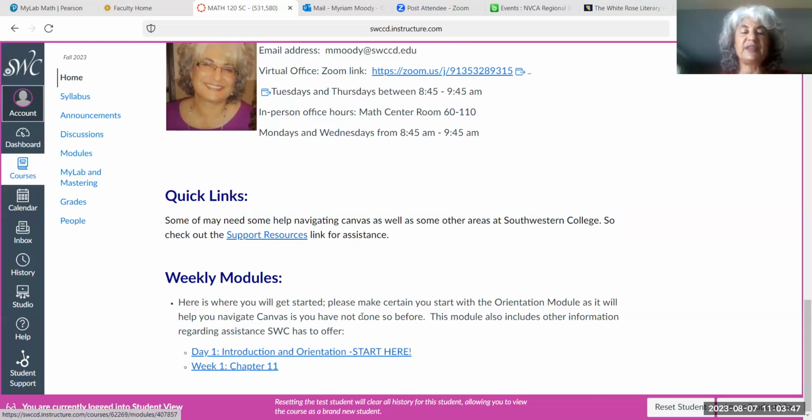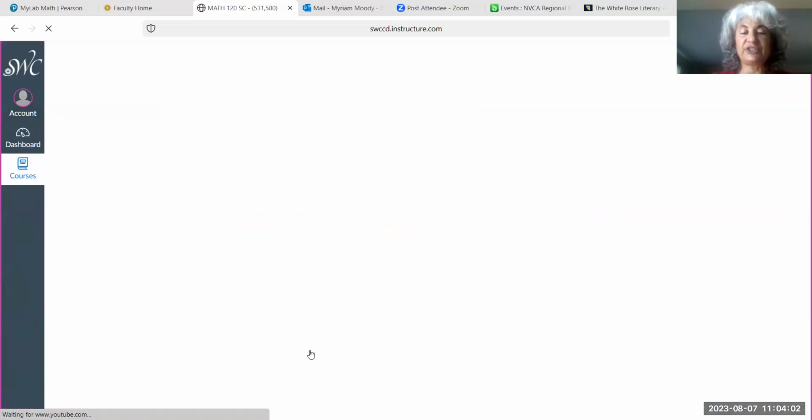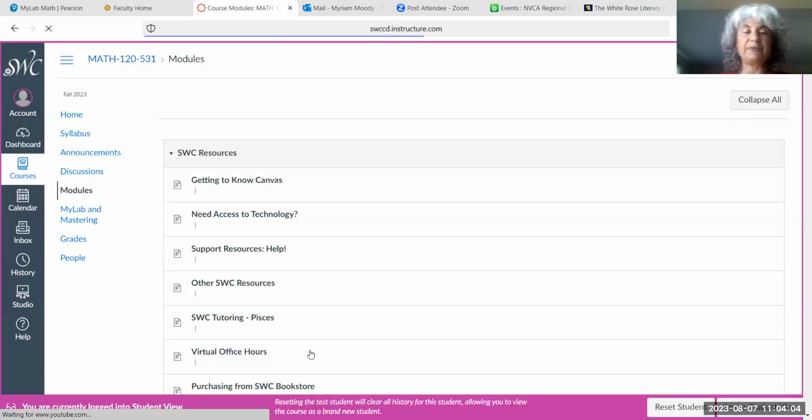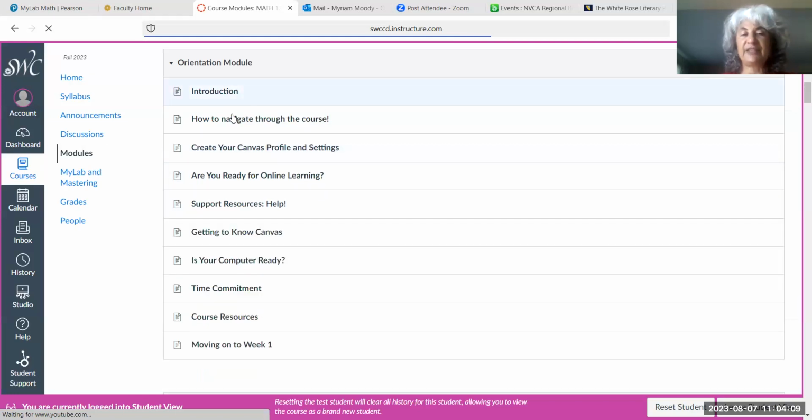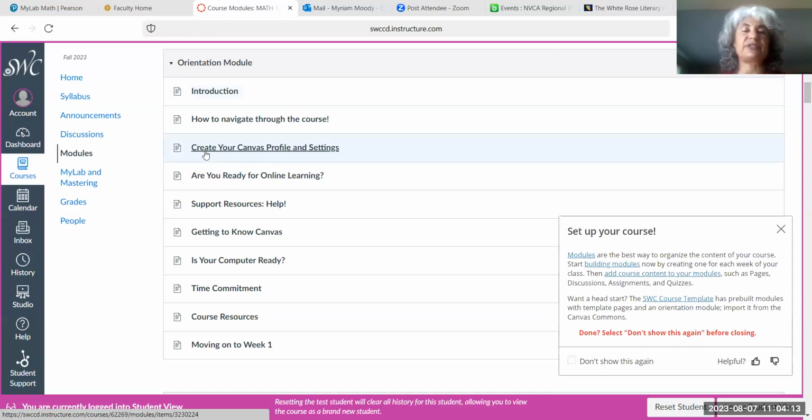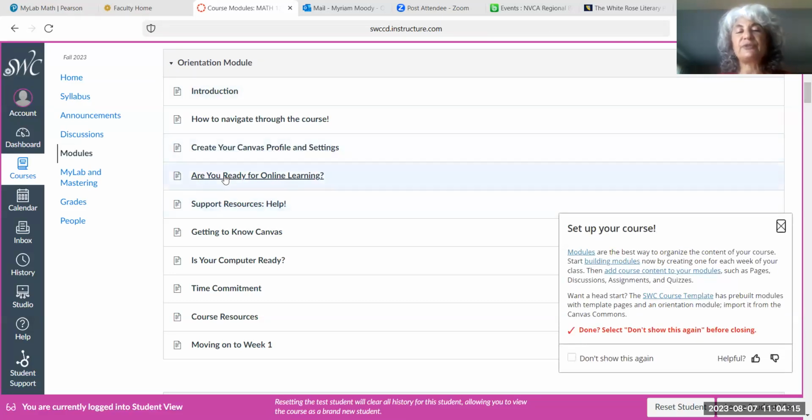The weekly modules, this is where you get started, is the orientation. You start here, and then week one starts Chapter 11. Well, week one is this week. So you have a few items to work on. So let's just go to this introduction and orientation module. We're going to get started here. The introduction, how to navigate through Canvas, creating your Canvas profile and settings in case you're uncertain how to do that, making certain you're ready for online learning.